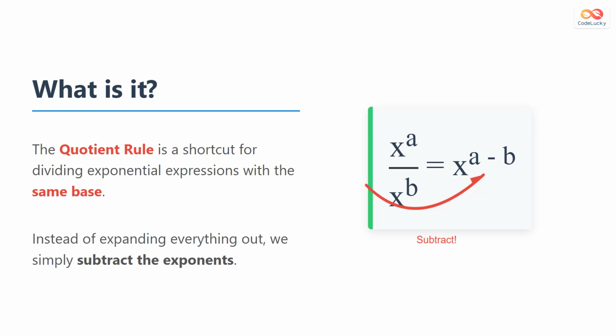So, what exactly is the quotient rule? Simply put, it is a shortcut. When you are dividing two terms that have the same base, you do not need to do long division. Instead, you just keep the base the same and subtract the bottom exponent from the top exponent.